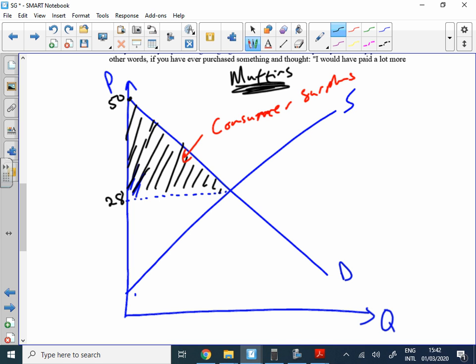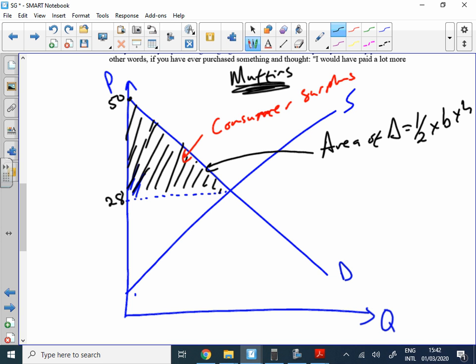So you might be asked to calculate what is the actual figure for that. And in this region, remember, this shape is a triangle. So we would have to use the area of a triangle, which we know is half base times height. That would be the formula that you'd have to use.